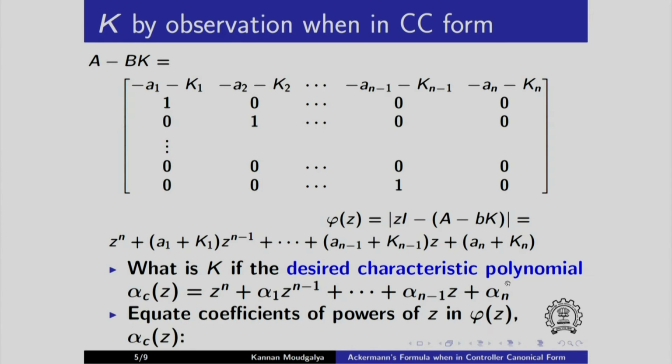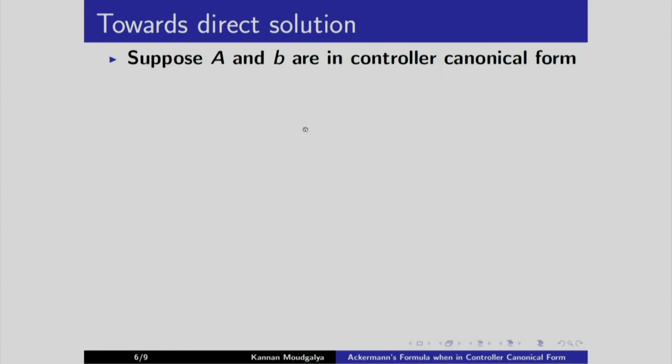So I can write this in the form of a matrix. k1 through kn is given by alpha 1 minus a1, dot dot dot, and alpha n minus an. So we are in a position to determine the values of the entries of K by observation. The difficult problem that we had earlier, namely solving n simultaneous nonlinear equations, gets reduced to a simple one as given here. We would want a direct solution, however. In the previous slide we had got the expression, but for various reasons we would want a direct solution.